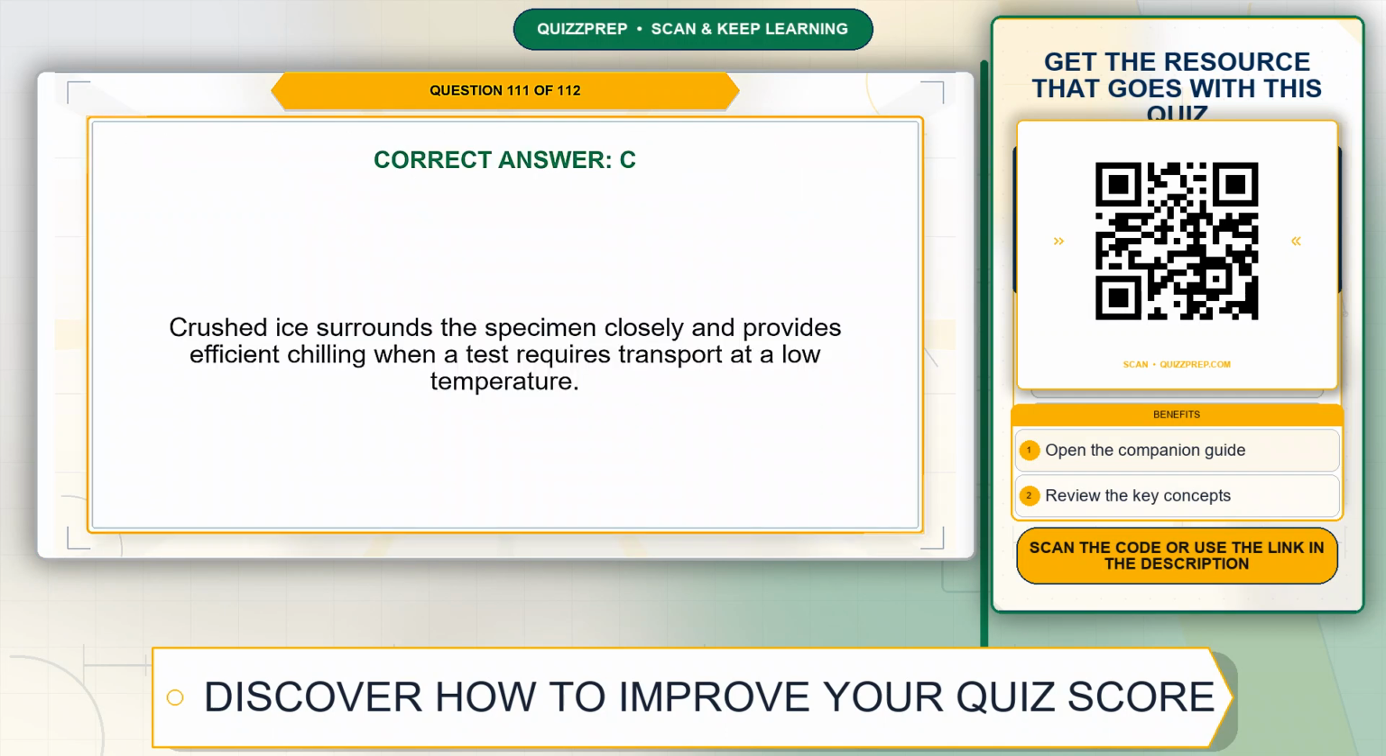Explanation. Crushed ice surrounds the specimen closely and provides efficient chilling when a test requires transport at a low temperature.